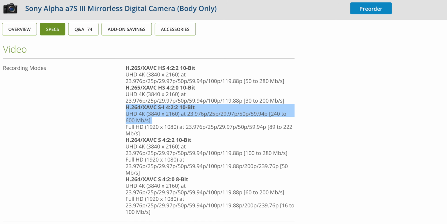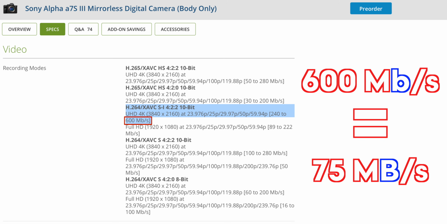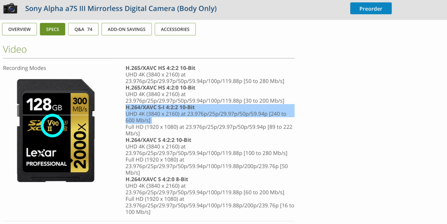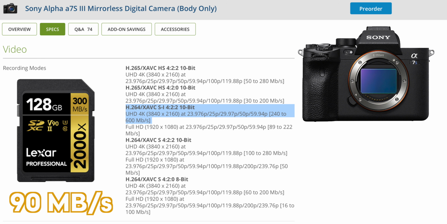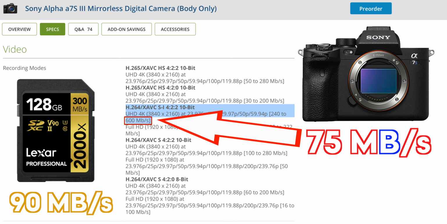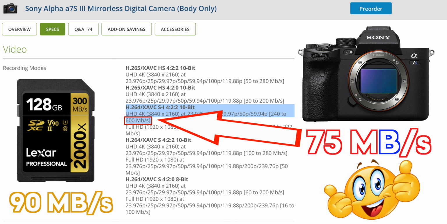So looking back at those video bit rates, we can see that the highest bit rate is 600 megabits per second. When you divide by 8, that translates to 75 megabytes per second. And you need a minimum sustained write speed that is higher than your camera's highest recording bit rate so that you won't have any dropped frames or recording errors in your videos. The V90 on this UHS-II card means that the minimum sustained write speed is 90 megabytes per second, which is higher than the A7S III's max recording rate of 75 megabytes per second. So you know that you're good to go with this card.